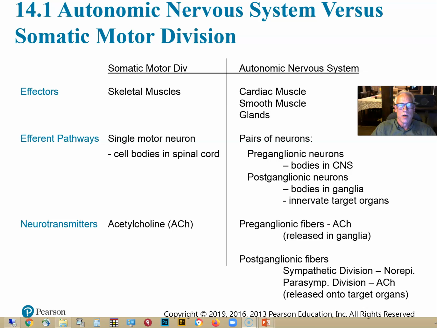The neurotransmitters, well, we know that in the somatic division, the neuromuscular junctions use acetylcholine. There's two divisions of the autonomic nervous system, but both types of ganglia use acetylcholine. In other words, the preganglionic neurons all release acetylcholine, but in the sympathetic nervous system, the postganglionic neurons release norepinephrine on the target organs, and the parasympathetic division releases acetylcholine onto the effectors.